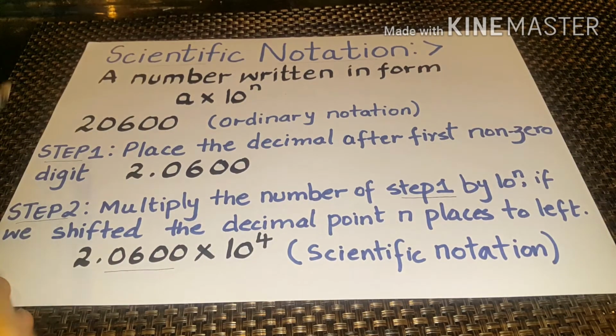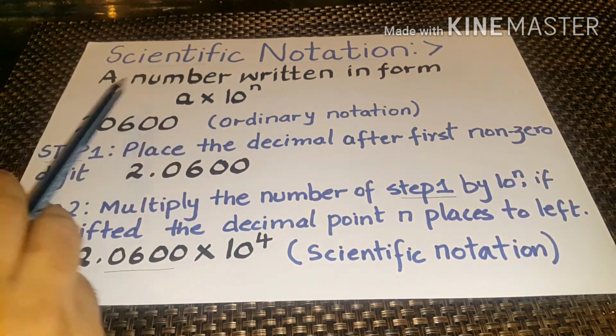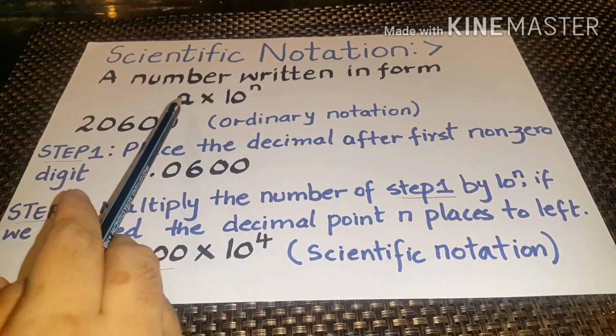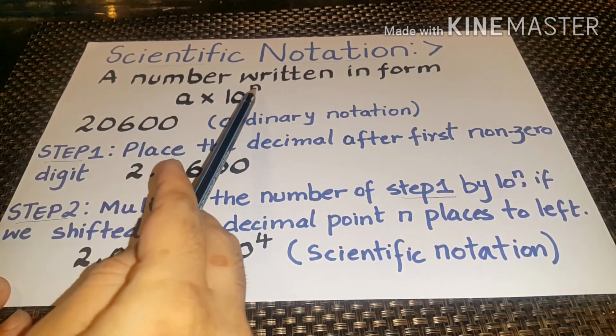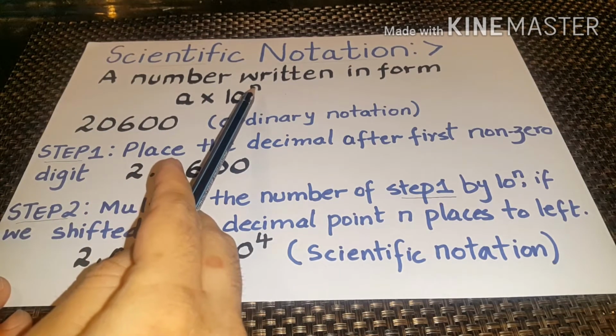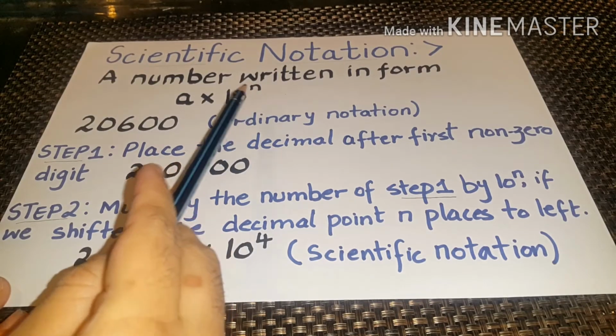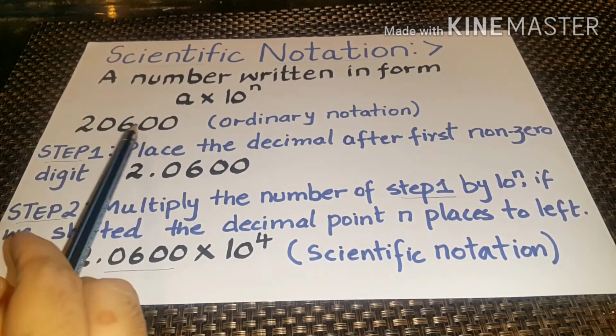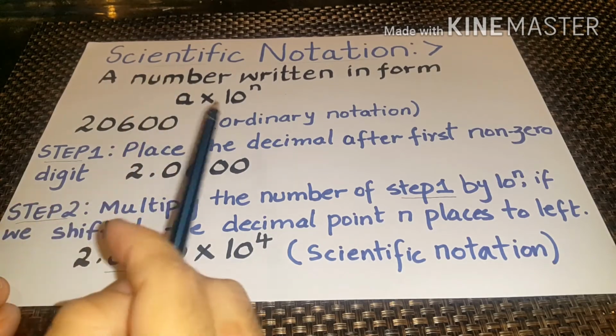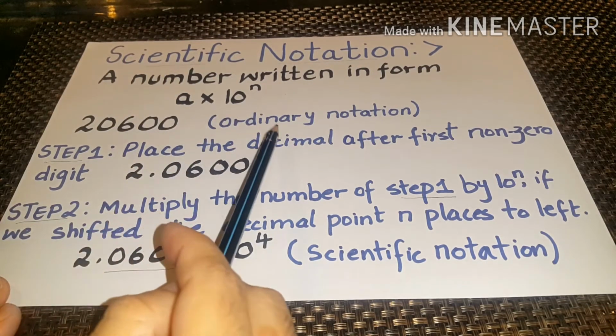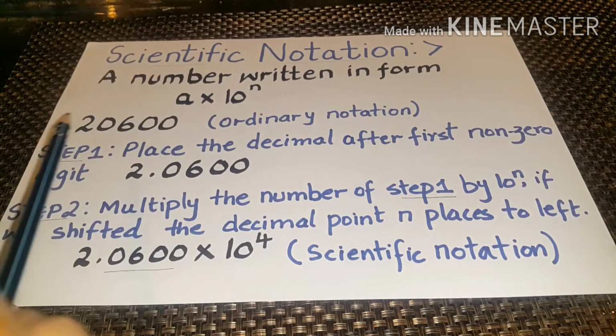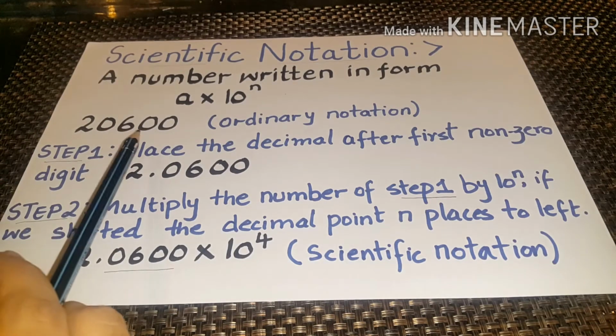Today our topic is scientific notation. A number written in the form of a multiplied by 10 raised to power n is known as scientific notation. Now, 20600 is a number written in ordinary notation. How will we write it in scientific notation?